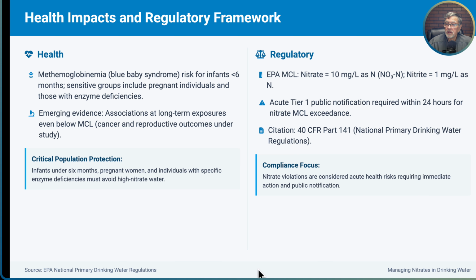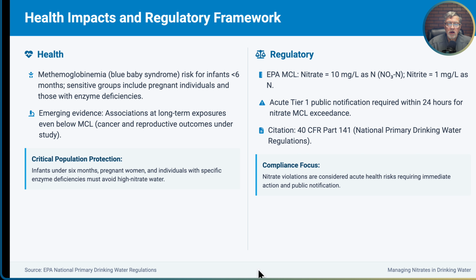Key: Tier 1 public notification is required within 24 hours of a nitrate MCL exceedance. So that's something you need to do, and you need to monitor for this. You need to notify your customers if you do have MCL exceedances. The citation there is 40 CFR Part 141, the National Primary Drinking Water Regulations. Different states may have different regulatory requirements or MCLs, so you probably need to check with your state and see what's applicable there. This is the federal level from the EPA that we're talking about here.